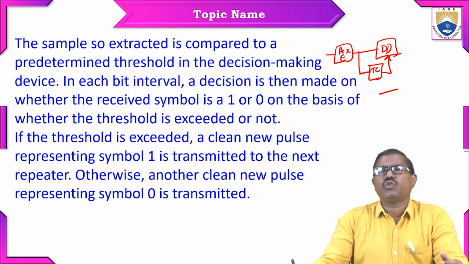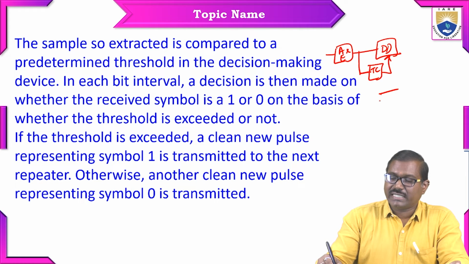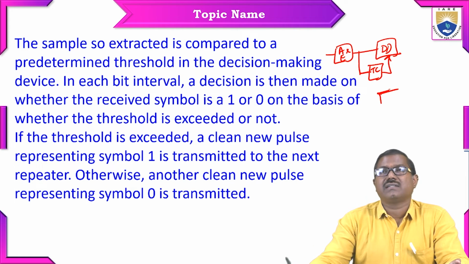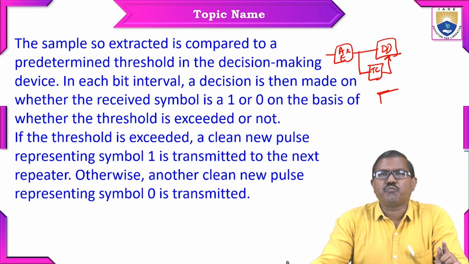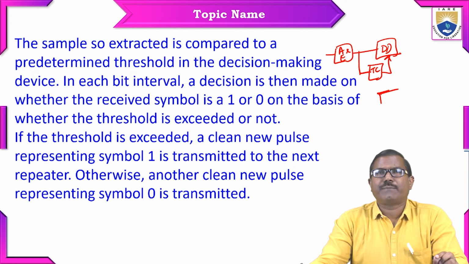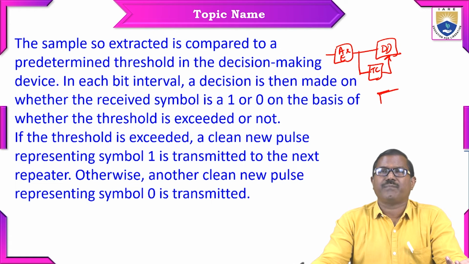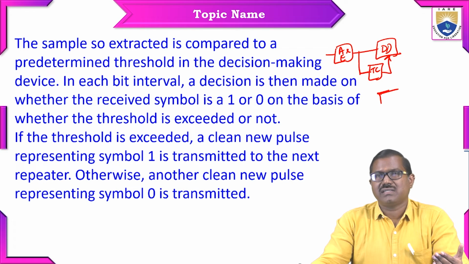This is a predetermined threshold level in the decision making device. Whenever this comparison is taken and it reaches this threshold level, then the decision making device decides in favor of symbol 1. So that's why a clean new pulse representing symbol 1 is transmitted to the next repeater. Otherwise, another clean new pulse representing symbol 0 is transmitted. If the threshold is exceeded, 1 is generated. If not exceeded, symbol 0 is generated.